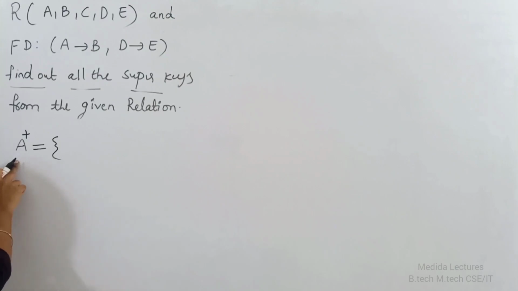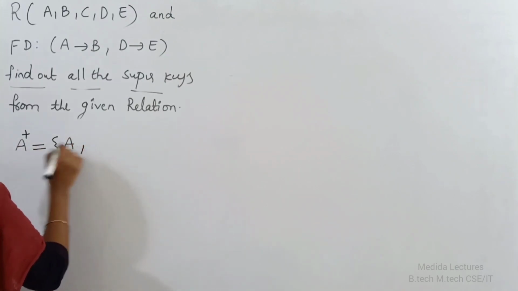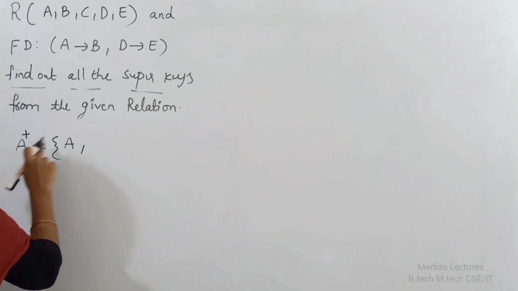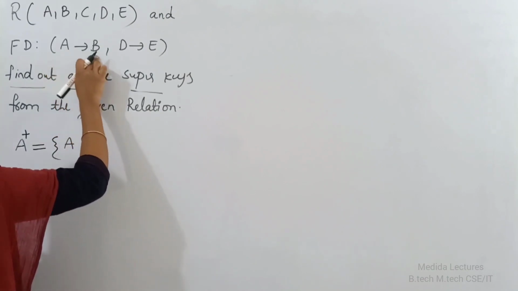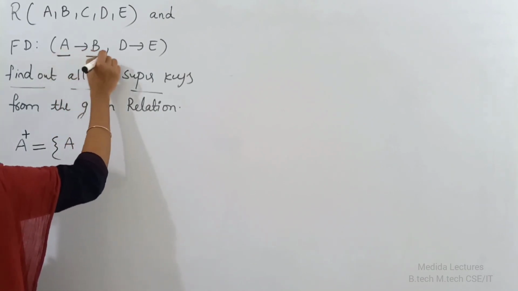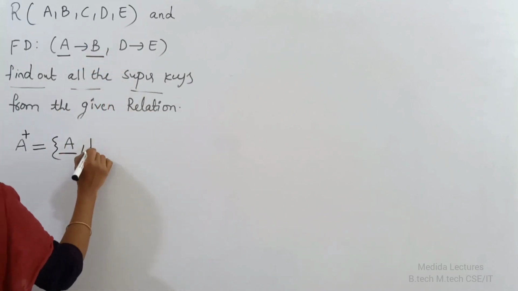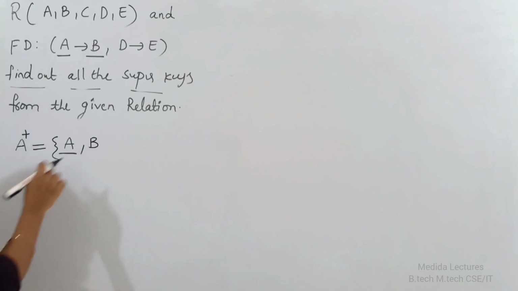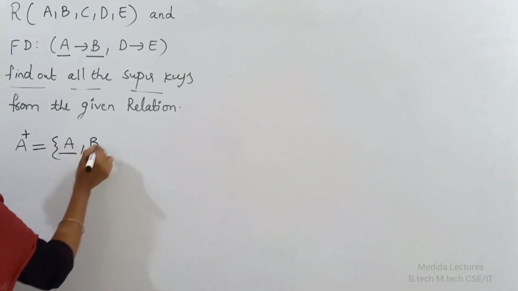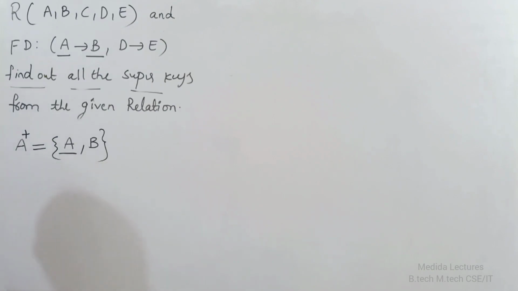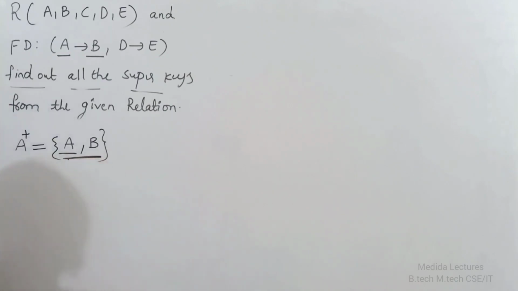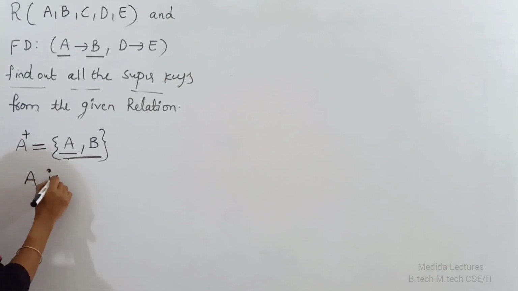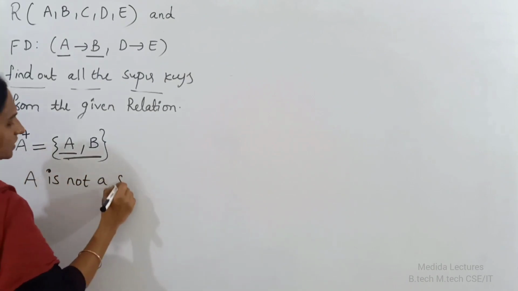So what is A closure? A itself determines A, because of the reflexive rule. By observing the functional dependency A determines B, using A we can determine B. Can I add any other attributes to the A closure? No, I cannot. A closure consists of only A, B. Is A a super key? No, A is not a super key.